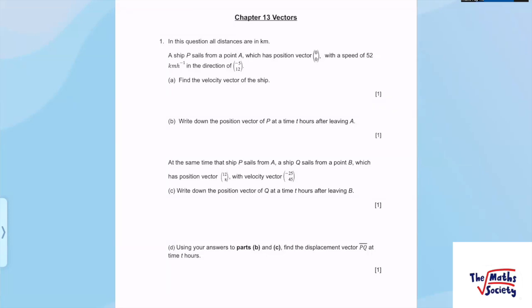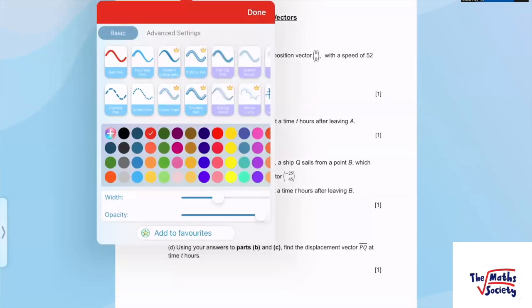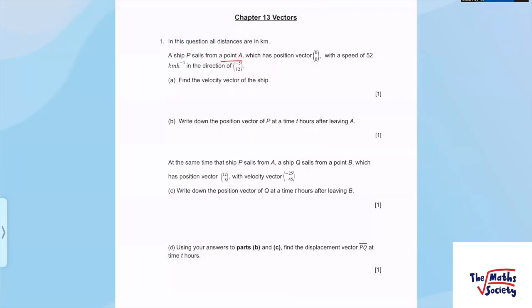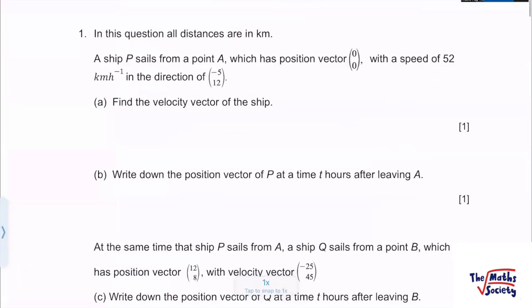So a ship P sails from a point A, which has position vector (0, 0), and then with a speed of 52 kilometers per hour in the direction of (-5, 12). So we need to find the velocity vector. So firstly, if we want to find the velocity, we've got to find the magnitude: the square root of (-5) squared plus 12 squared, and that's going to give you 25 plus 144, and that's going to give you an answer of 13.